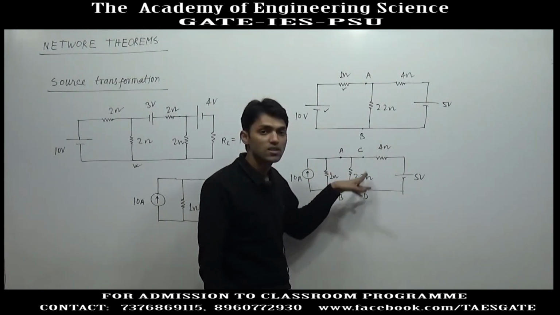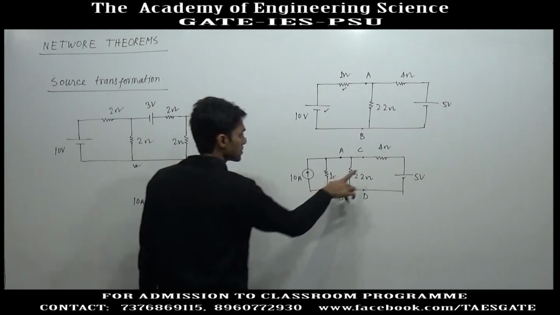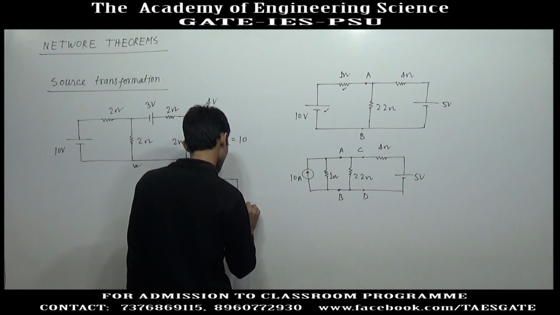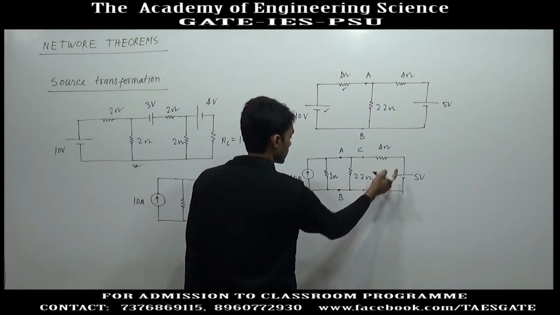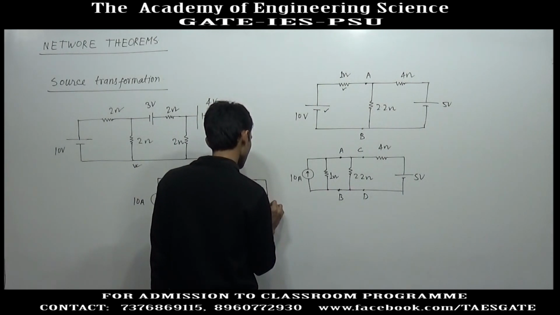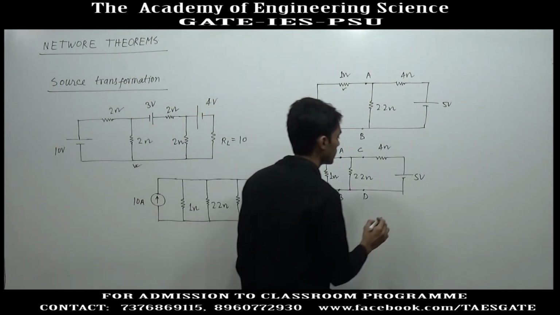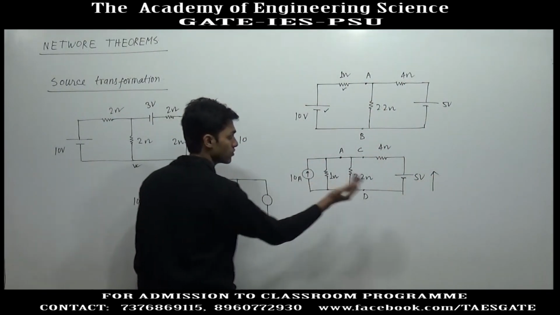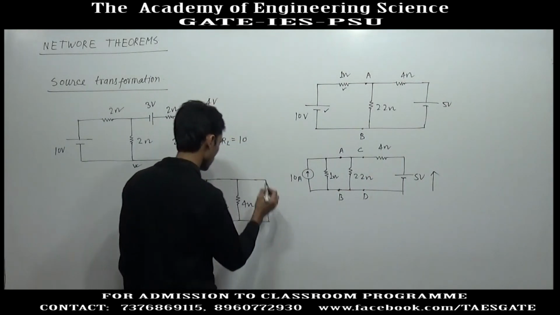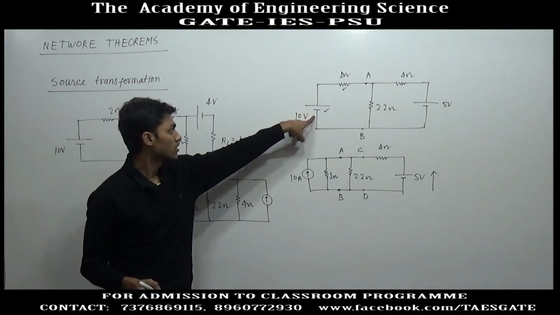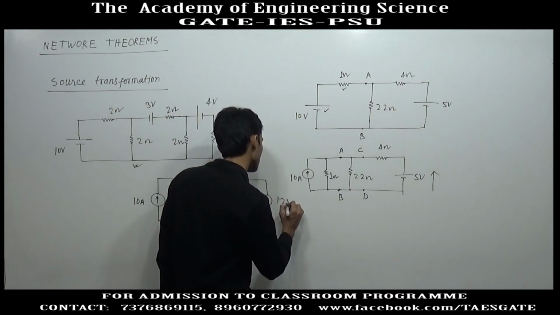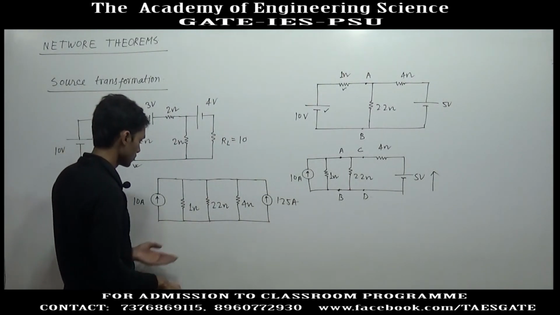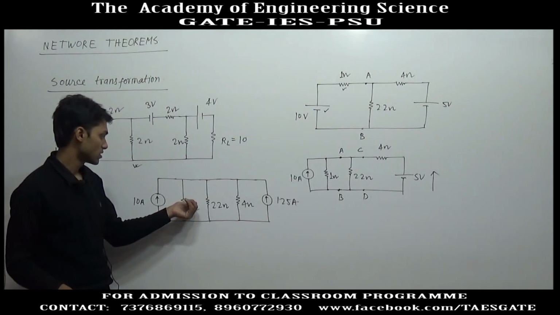This 2.2 ohm resistance is not involved in the transformation. So this 4 ohm resistance will be connected in parallel. The same amount of 4 ohm resistance is connected in parallel, and the amount of current will be 5 volt divided by 4, and the direction of current will be from negative to positive of the source. So the direction of current will be upward. Here also the direction of current will be upward. This is 1.25 ampere. Now although the calculation looks difficult, this is easy to calculate.